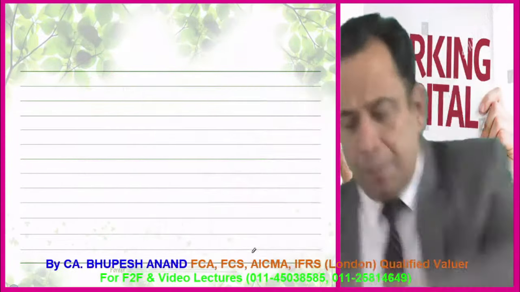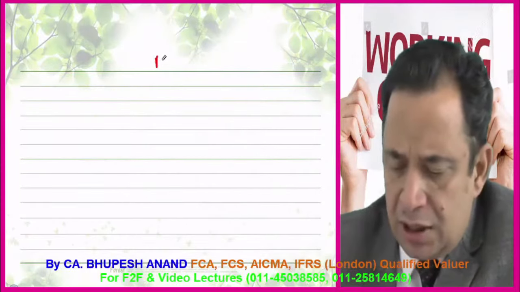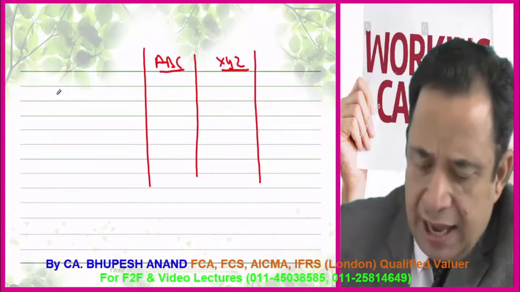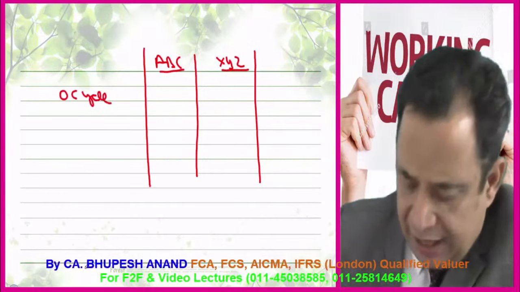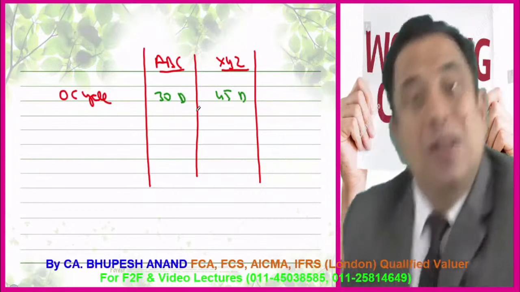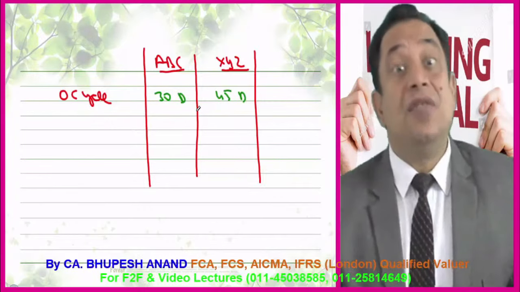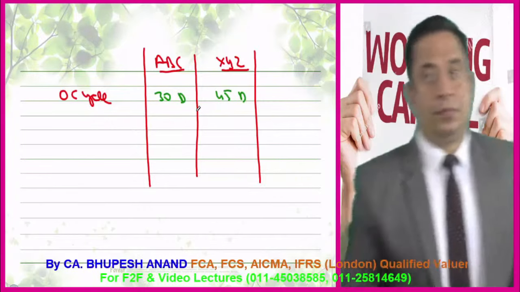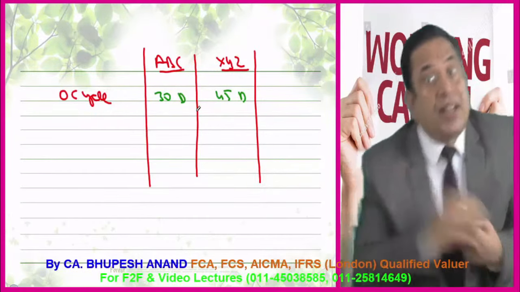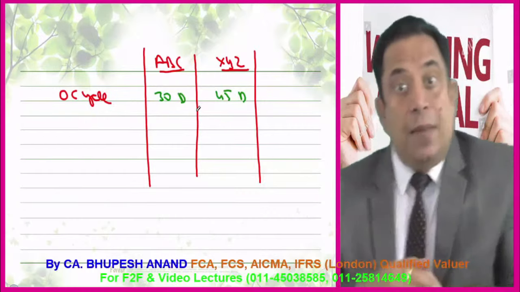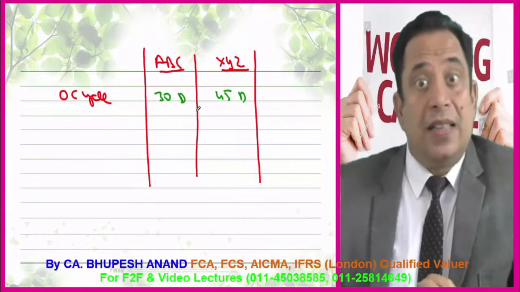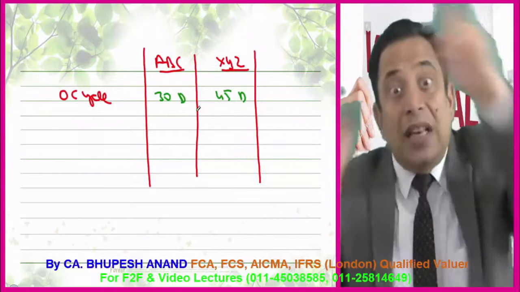Now if I give you an example, supposedly this is ABC and this is XYZ, let me take the example of two companies. The operating cycle is 30 days for ABC and 45 days for XYZ. Can you tell me, on the basis of just the operating cycle, which company is doing good? It is obvious that company ABC is doing good because the operating cycle is only 30 days. When I say 30 days, it is the total of the inventory conversion cycle plus the debtors average.